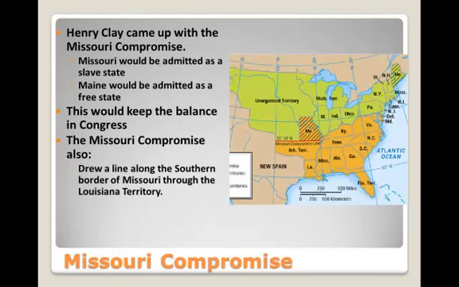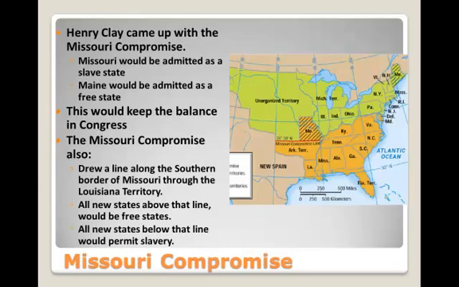The Missouri Compromise also drew a line along the southern border of Missouri all the way across Louisiana Territory. That then became the slave line. All new states above that line would be free states, except for Missouri, and all new states below that line would allow slavery.